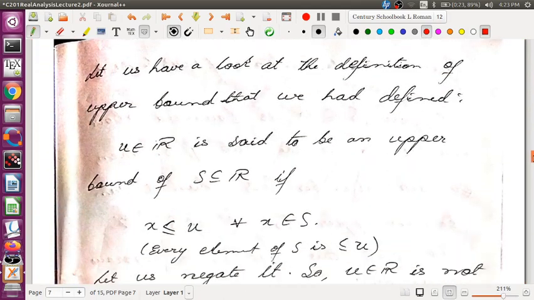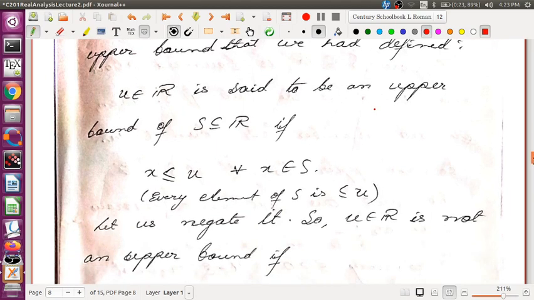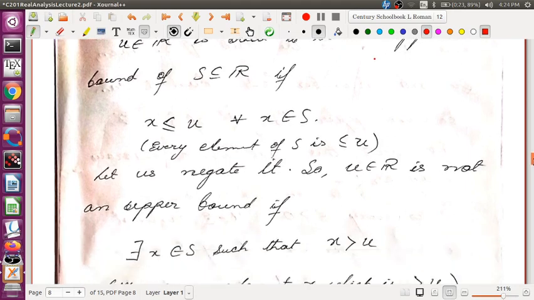So the reason for discussing these things is here. Let us have a look at the definition of the upper bound that we had defined. U belongs to R is said to be an upper bound of S if x less than or equal to u for every x inside S. That is, every element of S is less than or equal to u. Right. So let us negate this statement.